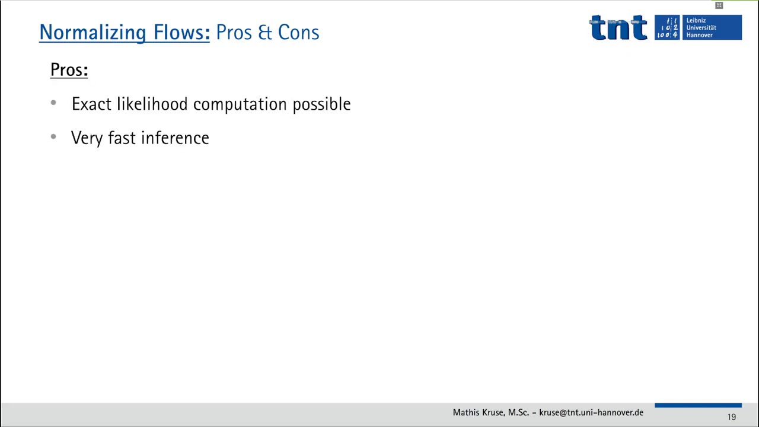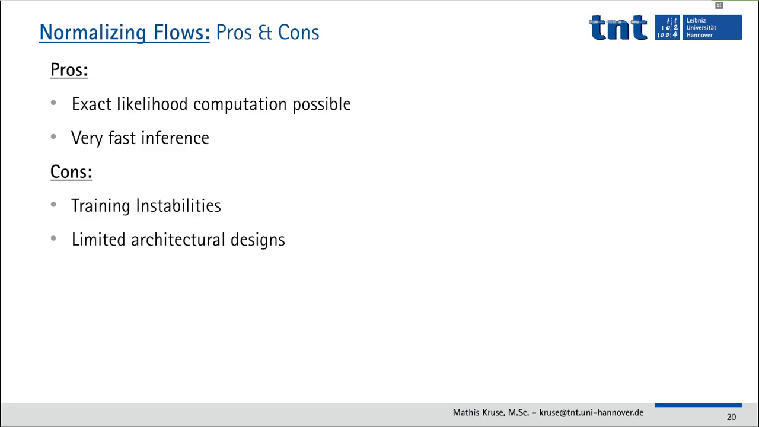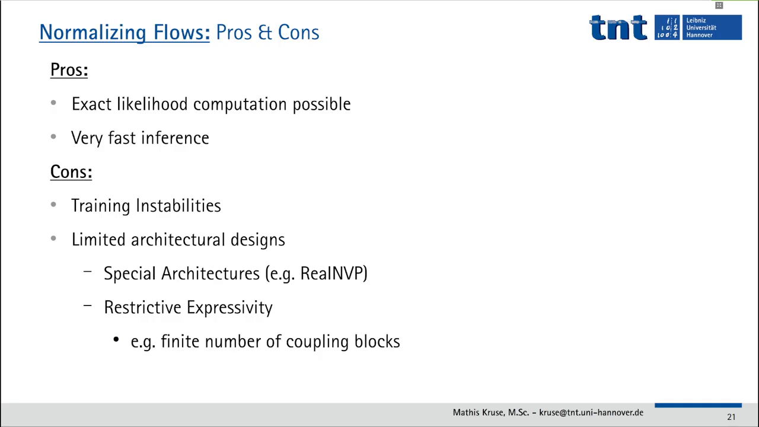What are some of the pros and cons of normalizing flows? Well, the pros are that they can, in theory, perform exact likelihood computation. So each image gets one likelihood. They can be very fast during inference. Some of the cons are that they can be unstable to train. They are very limited in their architectural designs. Usually people revert to using RealNVP style architectures, which restrict the expressivity of the network a lot.